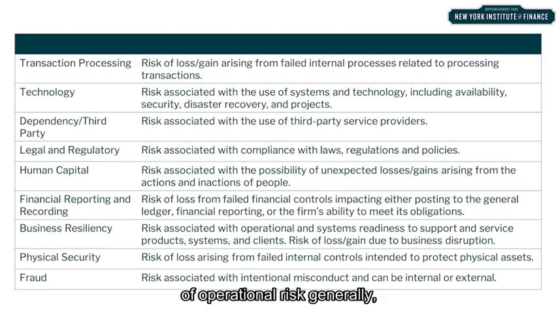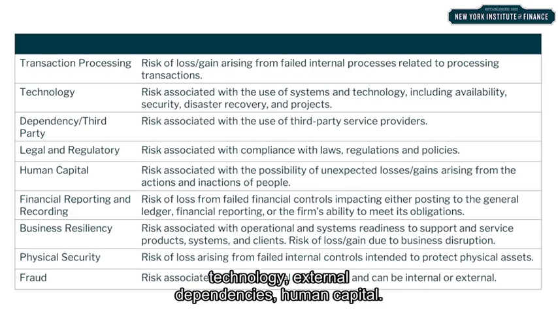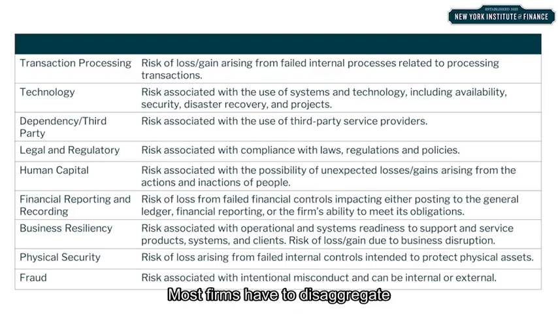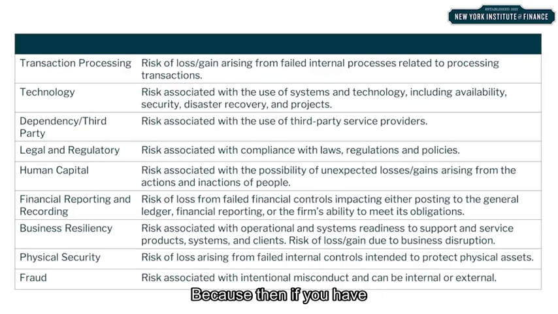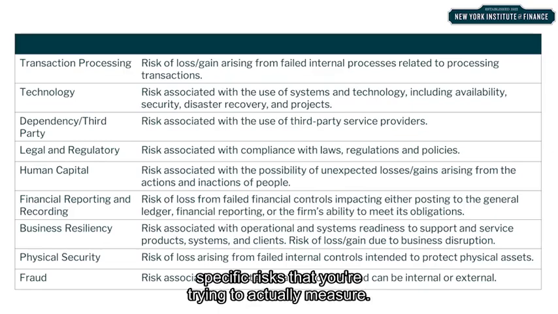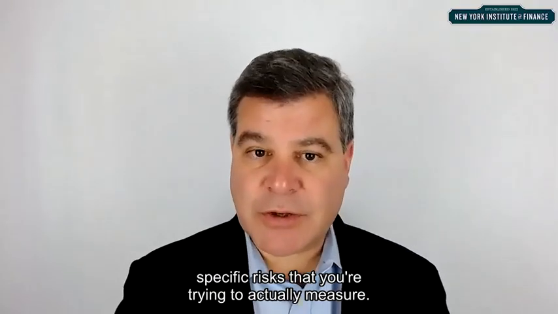Because of the large portfolio of operational risk, generally operational risk is classified into what we call specific risk types. And the specific risk types could be things like transaction processing, technology, external dependencies, human capital. Most firms have to disaggregate operational risk into these specific risk types because then if you have the specific risk types identified, you're better able to then build the measurement systems because you could direct the activity towards specific risks that you're trying to actually measure.